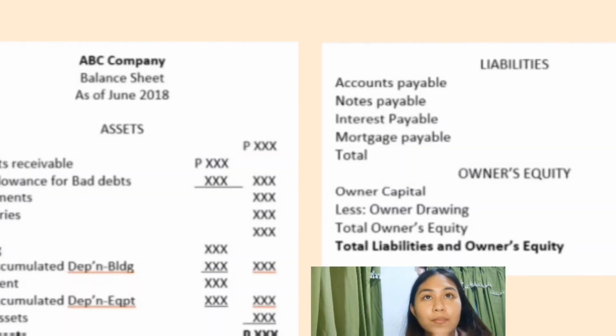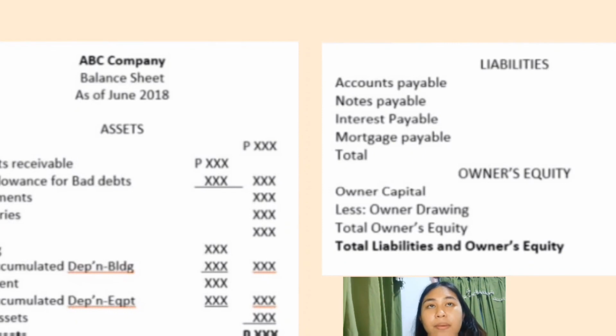Okay, so this is the format of the balance sheet of a service type business. So first, we have the heading. The heading consists of the name of the company, which is the ABC Company, the title of the report, the balance sheet, and the date or period covered. So the date or the period covered is as of June 2018.